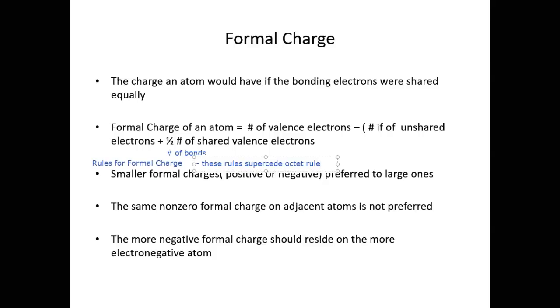So these rules are preferred over the octet rule. So remember this. Number one, small formal charges are preferred to larger ones. So if you can draw a structure that has zero formal charge, it's more preferred than a structure that has negative one formal charge. Secondly, the same non-zero formal charge on adjacent atoms is not preferred. So if you have two atoms next to each other, they won't want to have the same formal charge. So if one is negative one, the other one shouldn't be negative one.